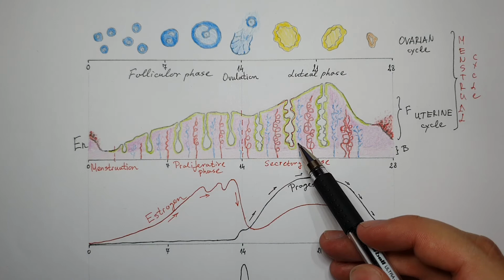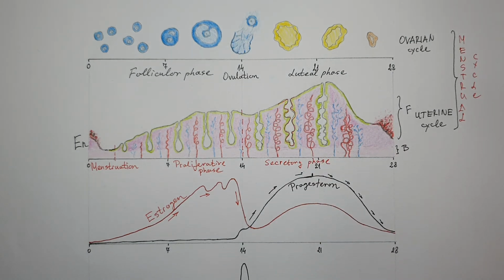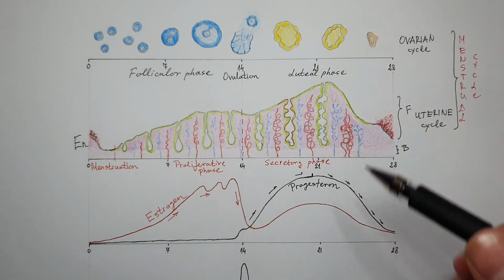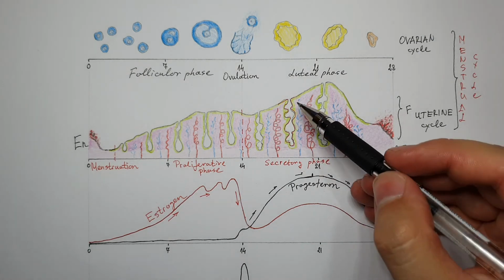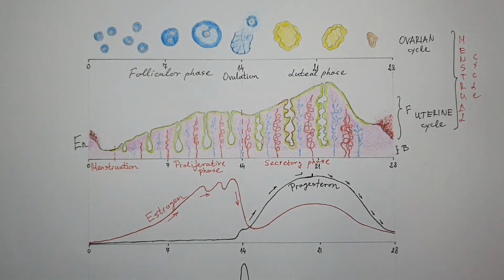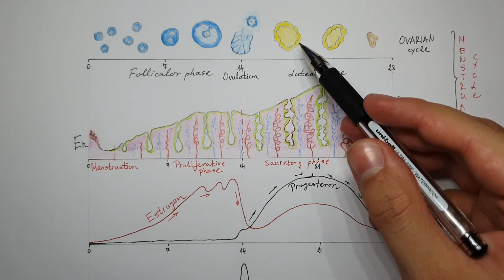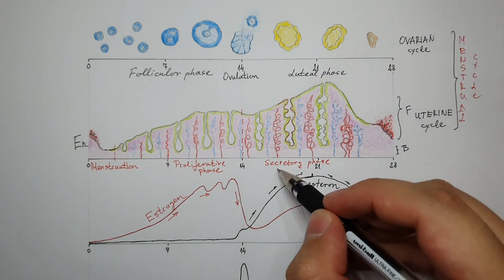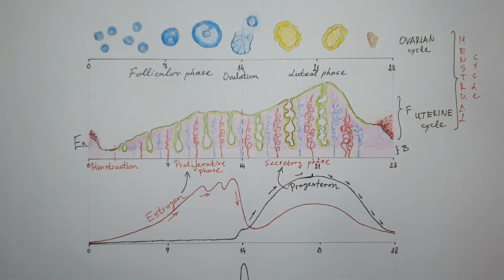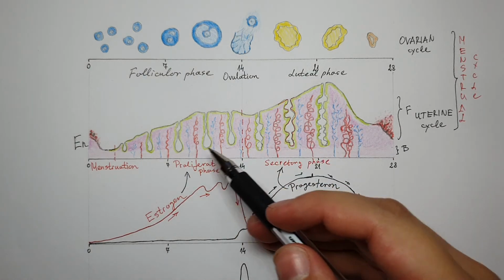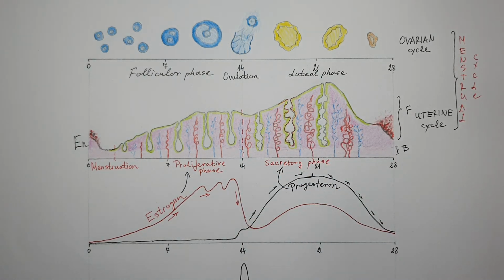In the secretory phase, in order for the cells to prepare themselves to accumulate nutrients, and in order for the glands to start secreting, we need progesterone that is secreted by the corpus luteum. This progesterone is important for the secretory phase and estrogen for the proliferative phase. So they are important hormones for the preparation of the uterus for a possible pregnancy.